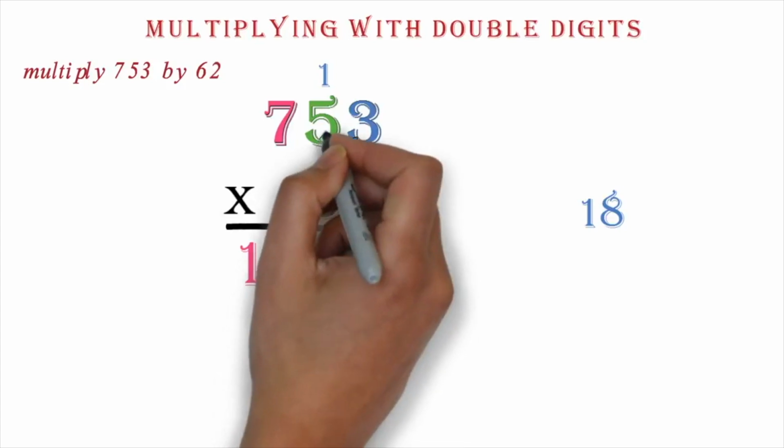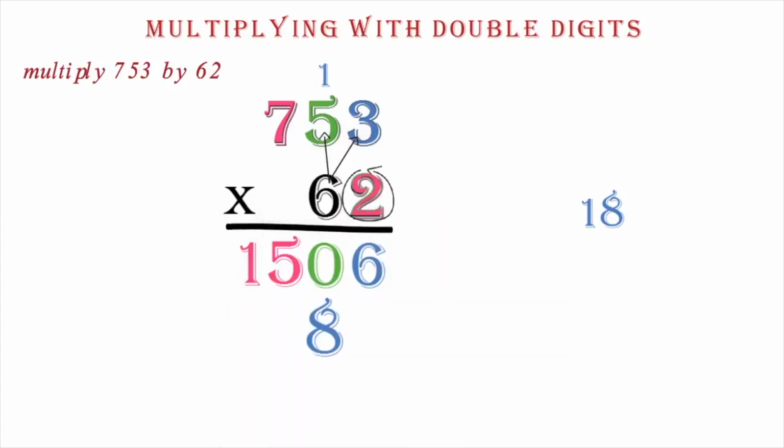We then multiply the 5 by 6 to get 30. Don't forget to add the 1. We have a double digit, so we keep the 1 and carry the 3. Next, we multiply the 7 by the 6 to get 42. We add our 3 to get 45.